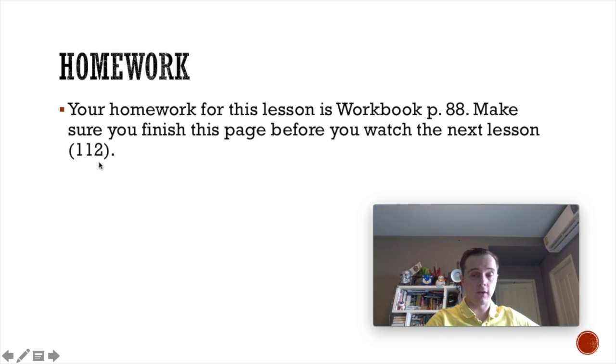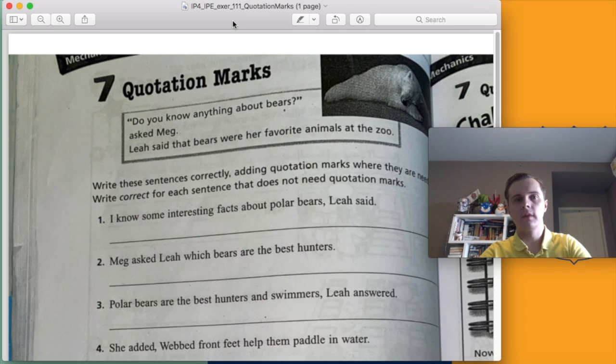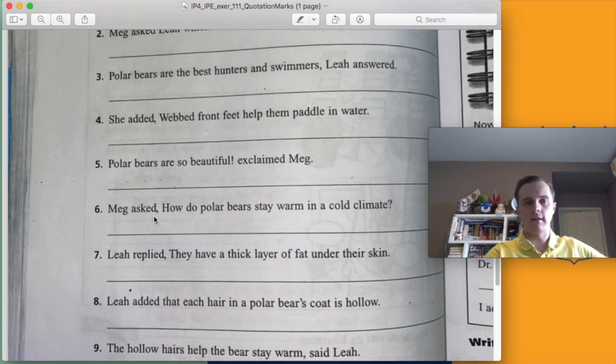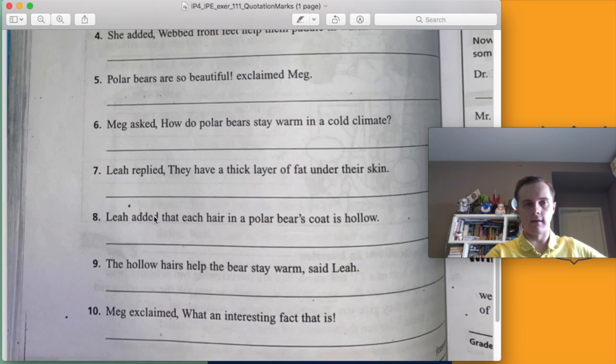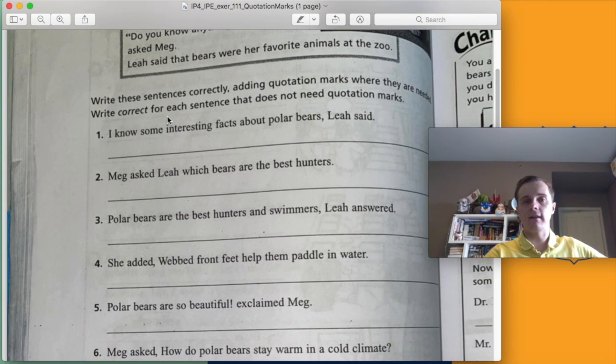Before we finish, I'm just going to tell you how to do the homework. Okay, this is your homework, workbook page 88. So, like we've just done, I want you to write these sentences correctly. We've got 10 sentences. If the sentence needs quotation marks, write it with quotation marks. If the sentence is correct and doesn't need quotation marks, then you don't need to write it again, you just write the word correct.